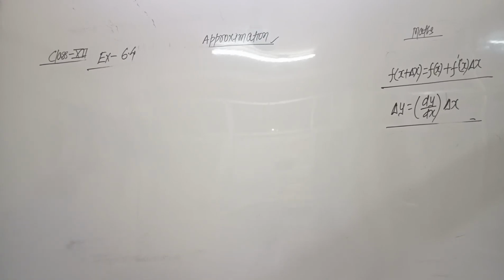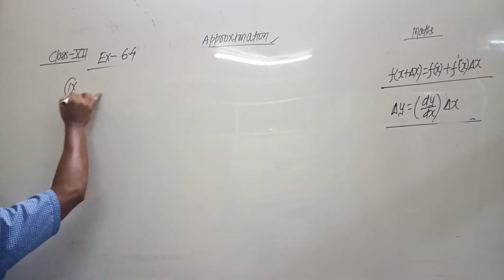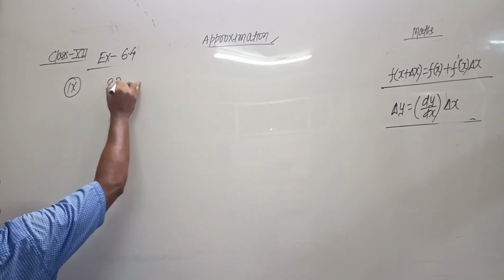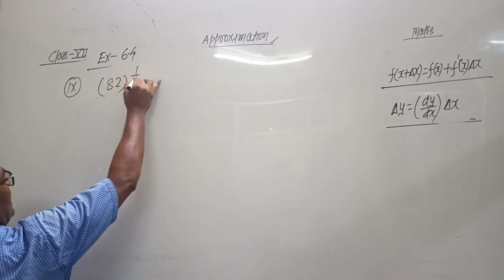The next question, we have seen question number 6, we have 15 raised to the power 1 by 4. 7 is the same, 8 is the same, 9 is also the same. We will see question number 9, ninth part of question number first. This is 82 raised to the power 1 by 4.